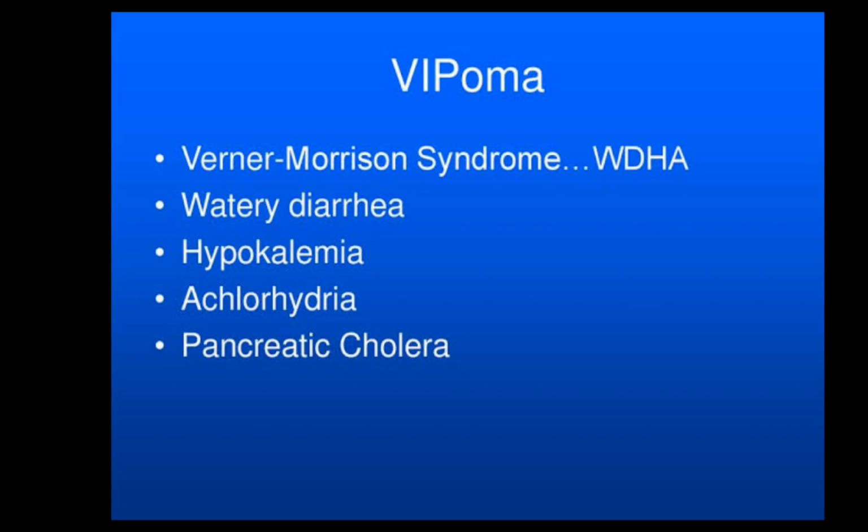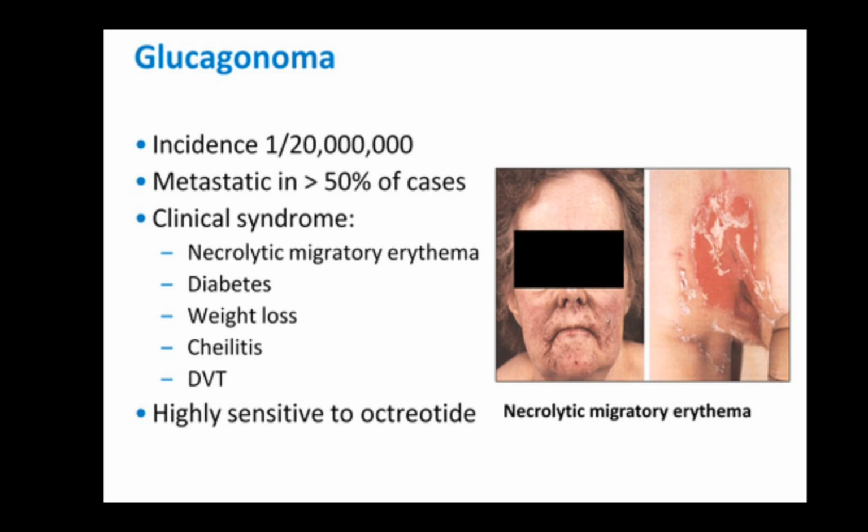Then we have classical syndromes linked with the pancreatic secreting tumors. The first one is VIPoma. VIPoma is linked with Verner-Morrison syndrome, also known as WDHA. W stands for watery diarrhea, H stands for hypokalemia and A for achlorhydria. Watery diarrhea, hypokalemia, and achlorhydria. It is in VIPoma, also known as pancreatic cholera. Then we have glucagonoma, glucagon secreting tumor. The clinical syndrome is necrolytic migratory erythema, diabetes, weight loss, cheilitis and DVT. Basically, skin disease will be there and it is highly sensitive to octreotide.